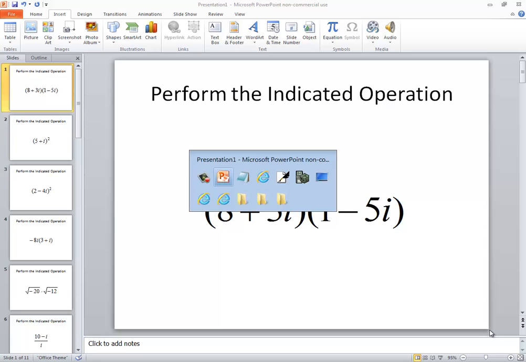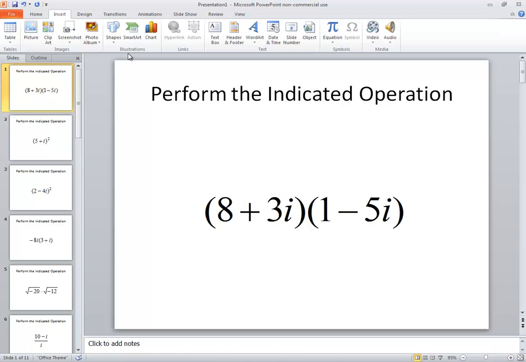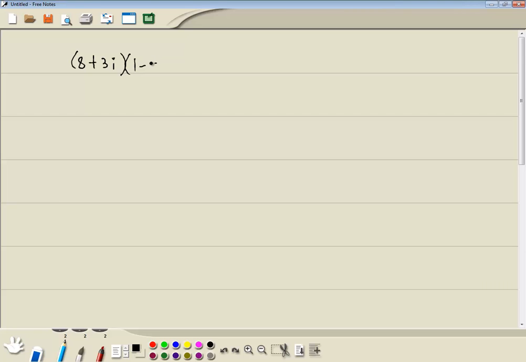Let's take a look at this problem. We've got (8 + 3i) times (1 - 5i), and it says perform the indicated operation. Well, this is multiplication. We've got parentheses next to parentheses, which indicates multiplication.